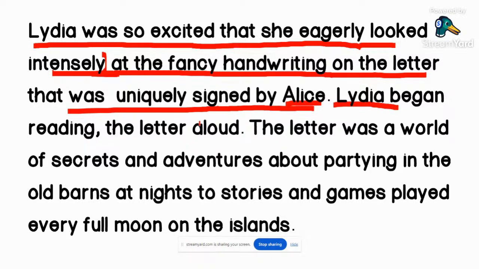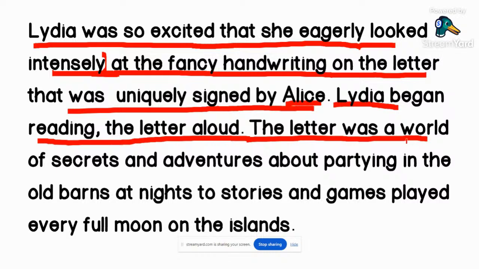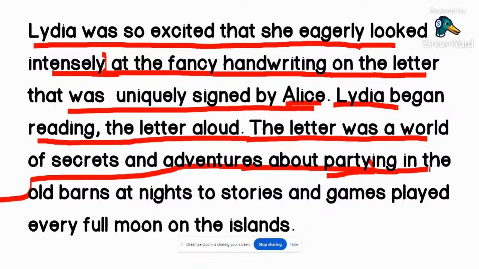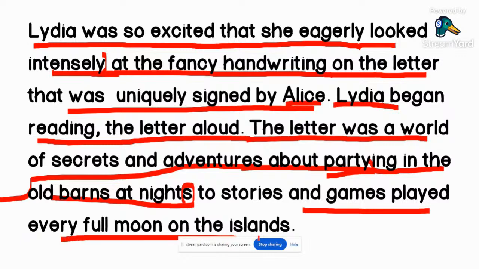Lydia began reading the letter aloud. The letter was a world of secrets and adventures about Kathleen. Oh my dear Kathleen, in the old barn at night, two stories and dreams played every full moon on the island.